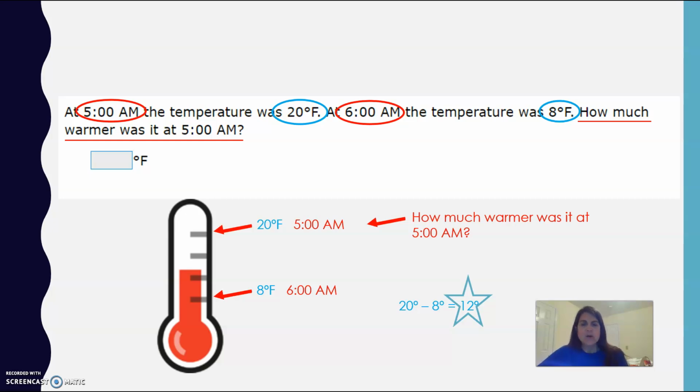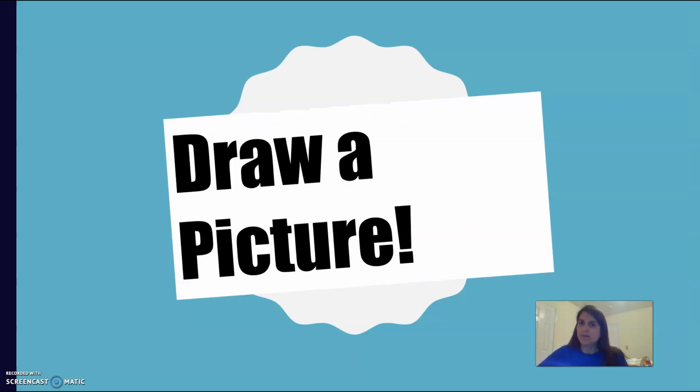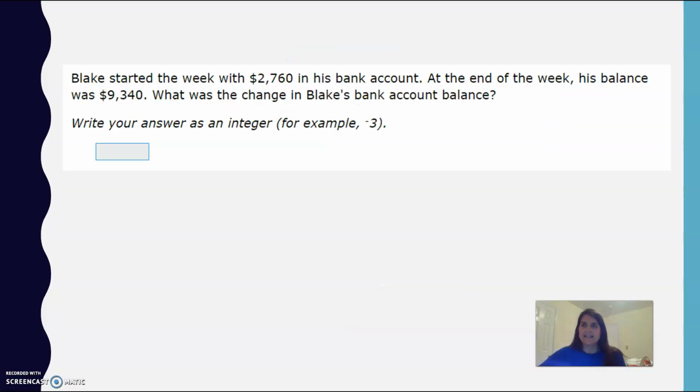Make sense? Whenever you are working on word problems, remember it always helps to draw yourself a picture. Even if you feel silly doing it, it really does help. All right, let's look at another one. This one has to do with money. It's another common question when you are working with integers, to look at bank accounts.